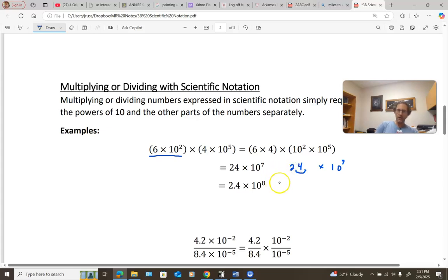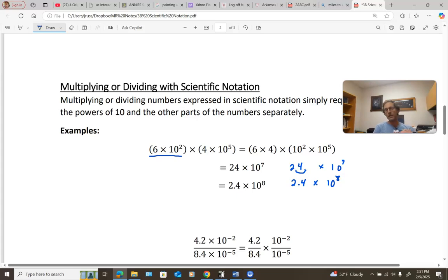Now it becomes 2.4 times, but since I moved that decimal to the left one place, I need to adjust my exponent by 1. I need to either bump it up 1 or move it down 1. And what determines that is what you did to this number. When you move this decimal to the left, you've made this number smaller. So to offset that decrease, you need to increase this exponent. So it becomes 10 to the 8th, okay?